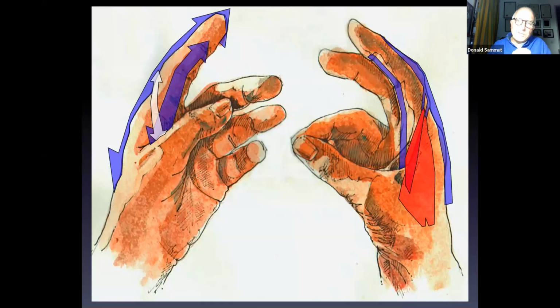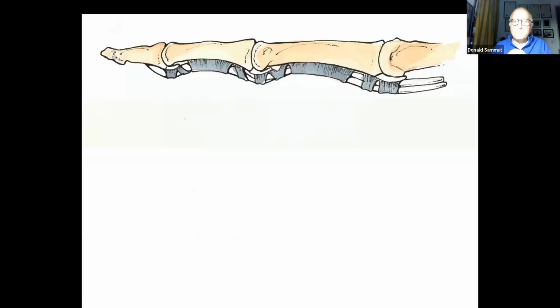Let's look at the function of the lumbrical now. I said at the very beginning of this section that there is a coordination between flexor and extensor tendons. Why is this important? What does it contribute to the language of the hand?